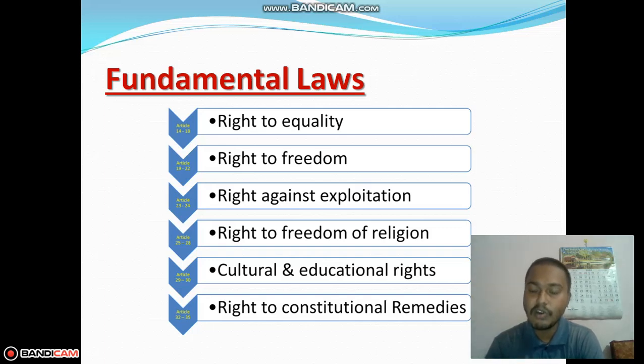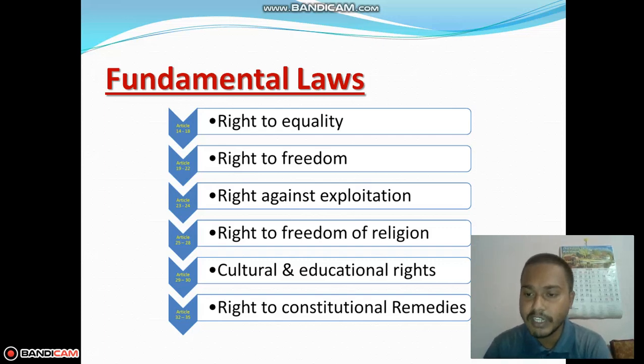Right to equality. All of us are equal. No one can differentiate us by caste, creed, or anything. Right to freedom. We have the freedom to do whatever we want, but that doesn't mean you can break the law. Under the law, whatever freedom you have, you can exercise. Right against exploitation. No one can exploit you or make you do whatever they want. You have the right to say no or yes.